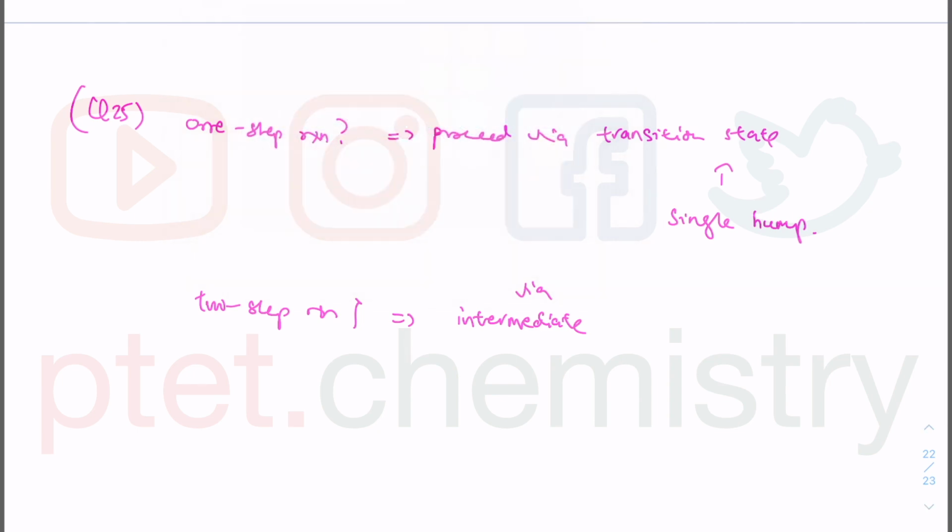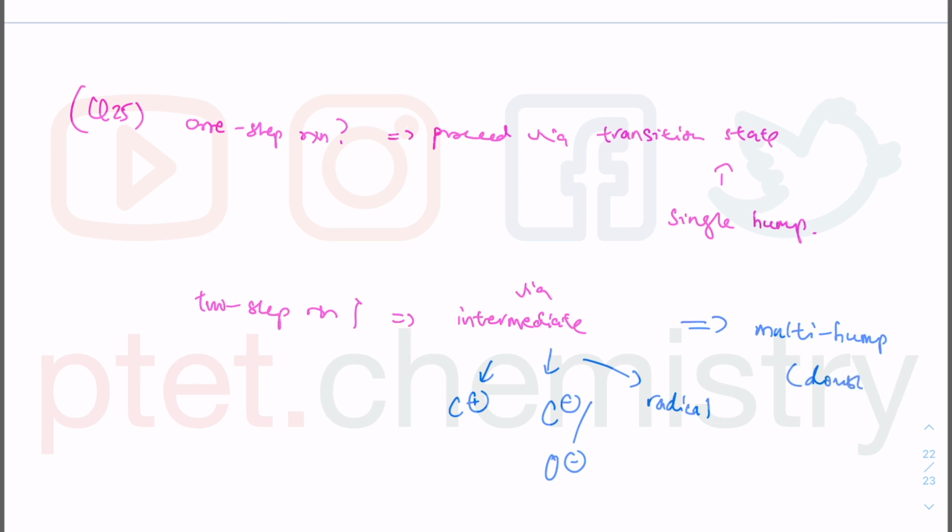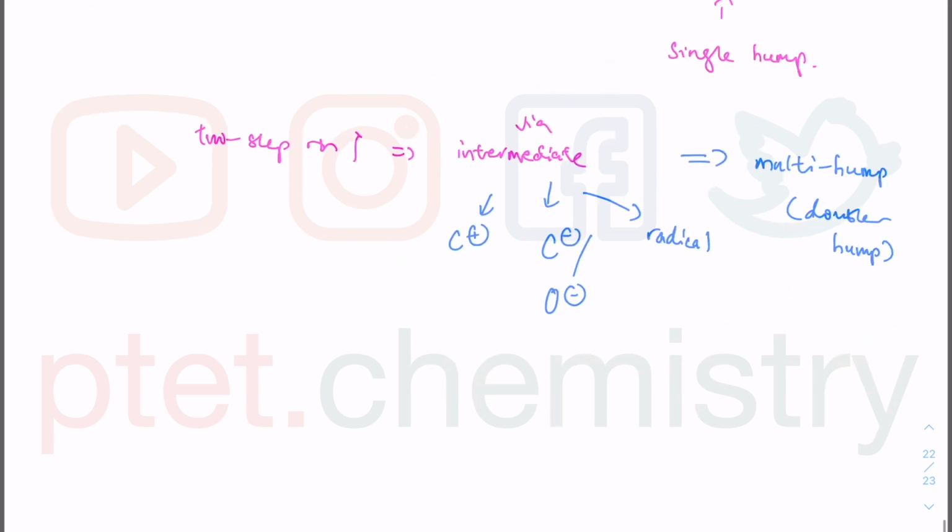So this intermediate could be a carbocation, a carbanion, or even an oxyanion, or even a radical species with unpaired electrons, and this will be multi-hump. Typically, it looks like a double hump, like a McDonald's kind of reaction profile diagram. So here you have a multi-hump, which is essentially what I just said.